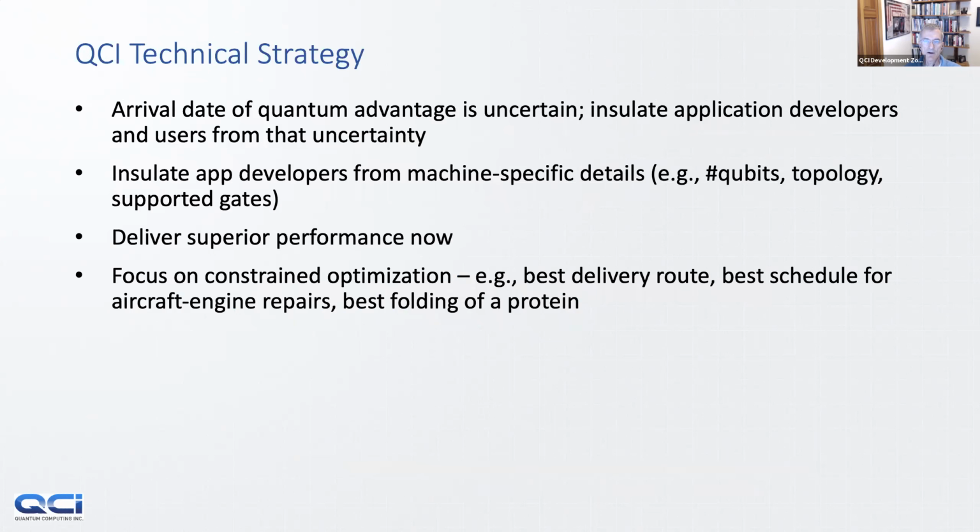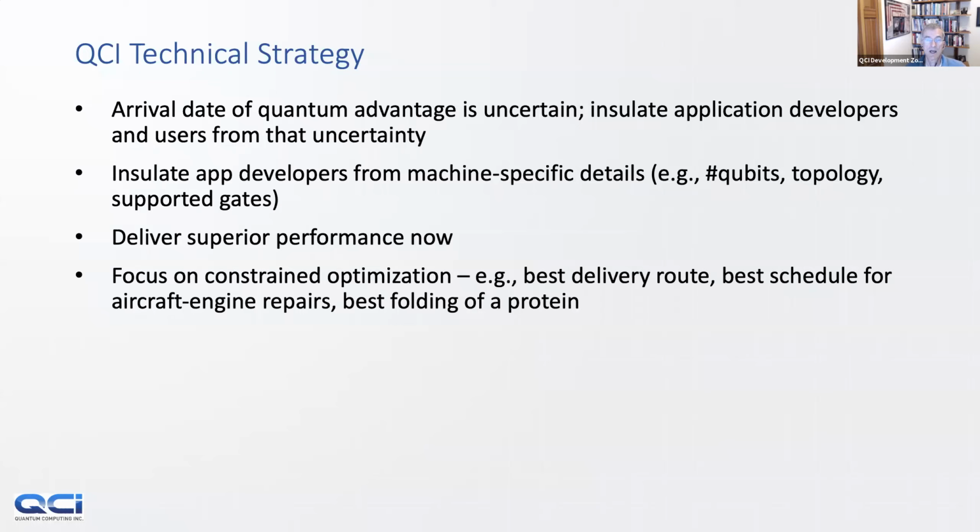A little bit about our technical strategy at QCI. The arrival date of quantum advantage is uncertain. It could be with the D-Wave Pegasus system in another year or two. It could be with gate model processors that are not error corrected in maybe 3 or 4 years. And it could be error-corrected gate model processors, which are 10 or 12 years away. So that uncertainty is a big deal. We need to insulate application developers and users from that uncertainty. So that's one of the first things we do.